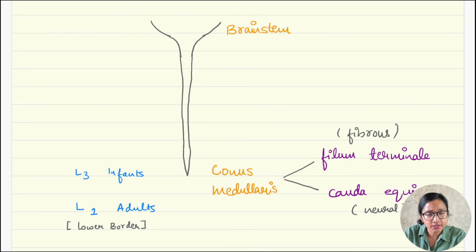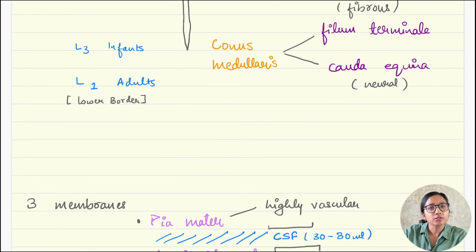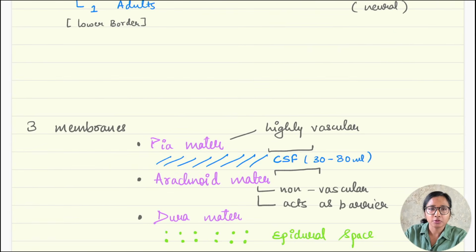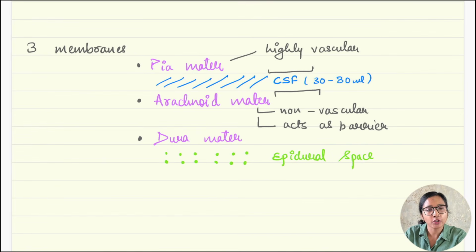But in infants, the spinal cord lies a little lower. It lies at L3. So while giving spinal anesthesia, we have to avoid going above L1, or above L3 in infants. We have to avoid injuring the spinal cord.